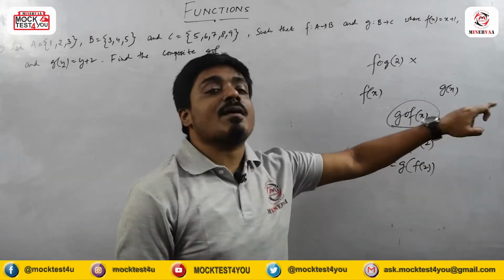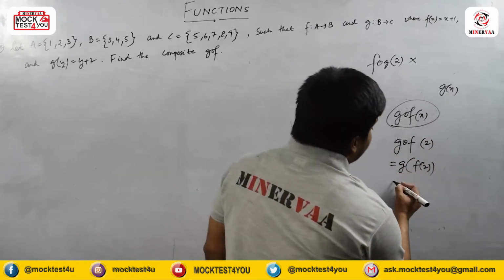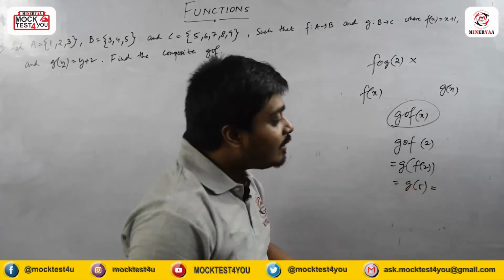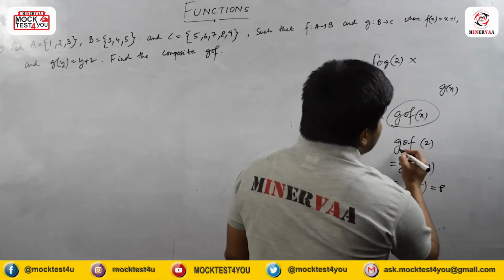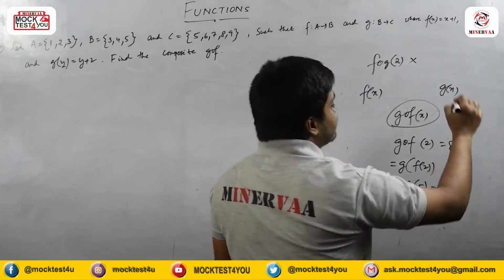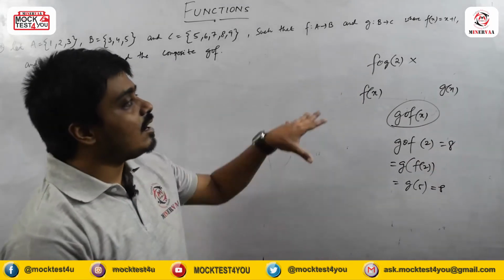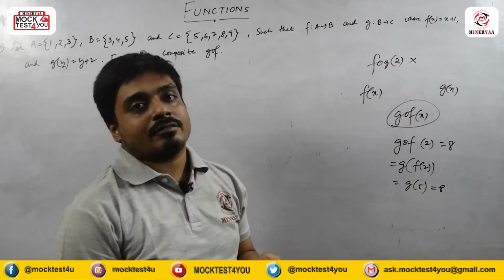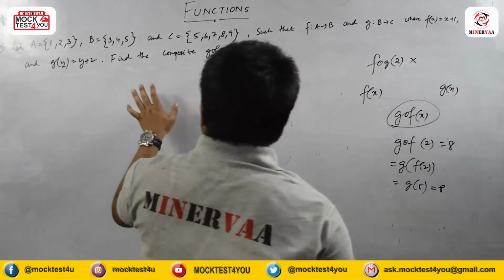And I remember that thing. f2: 2 was mapped with 5. So it will be g5. And then 5 was mapped with 8. So we get that g of f of 2 is equal to 8. So we made a mistake there. It won't be f of g. It will be g of f. Okay. So let us proceed with this question.